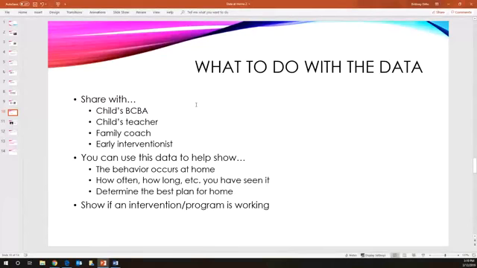And it'll also let you know if the plan that you're already doing at home is actually working. Sometimes things work better in the clinic than they do at home, and this could help show that you guys need help at home as well as in the clinic.